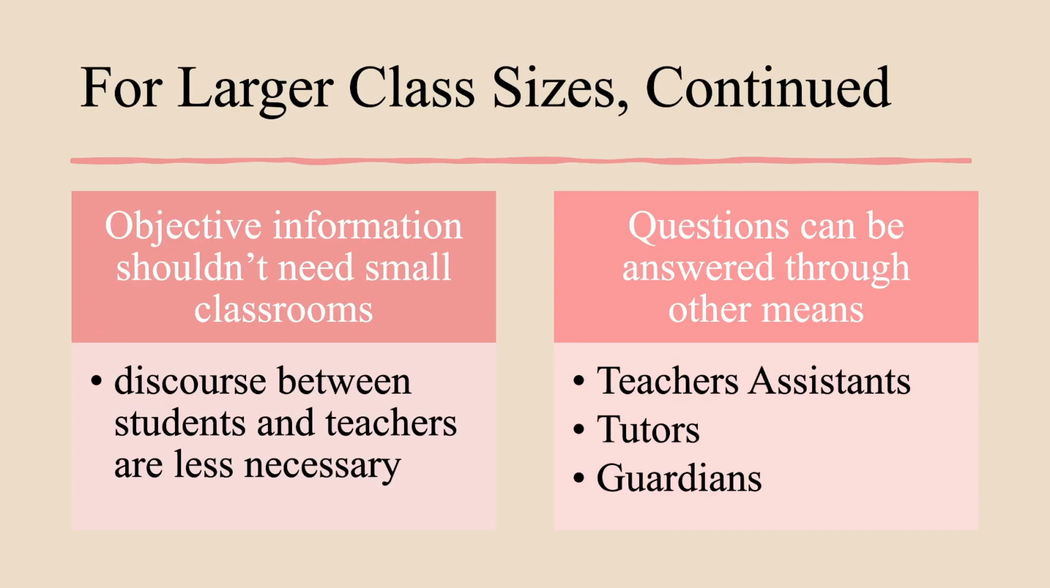Other arguments for larger class sizes included that STEM classes that are mostly objective info don't require as much one on one, and their questions can be answered through other means, such as TAs, tutors, and guardians.